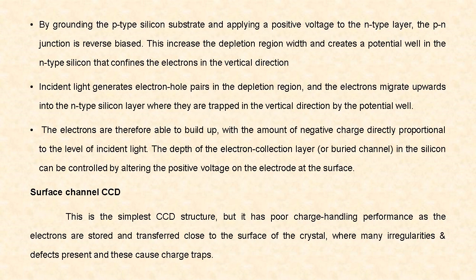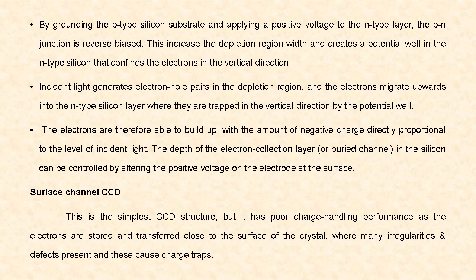By grounding the P-type silicon substrate and applying a positive voltage to the N-type layer, the PN junction is reverse biased. This increases the depletion region width and it creates a potential well in the N-type silicon that confines the electrons in the vertical direction. Incident light generates electron-hole pairs in the depletion region and the electrons migrate upwards into the N-type silicon layer where they are trapped in the vertical direction by the potential well.